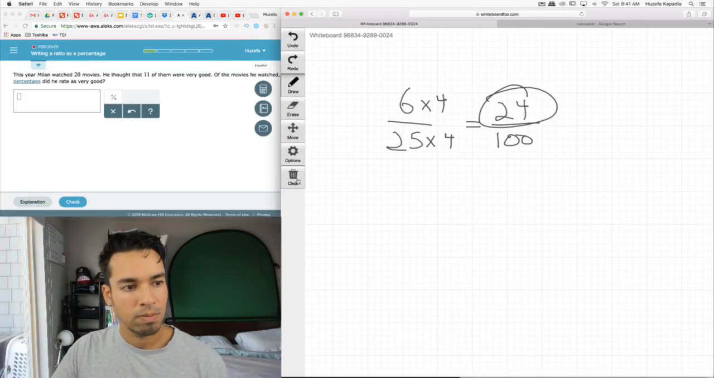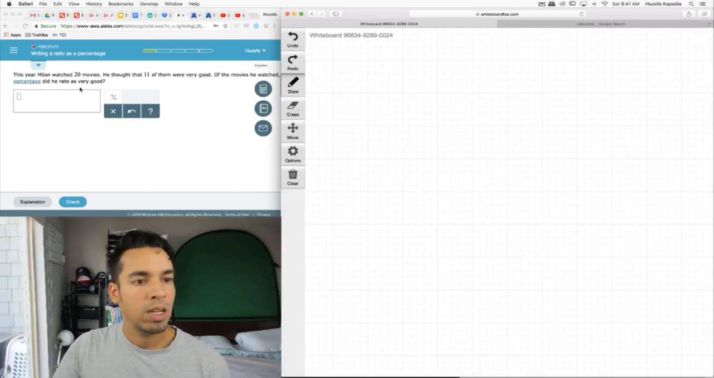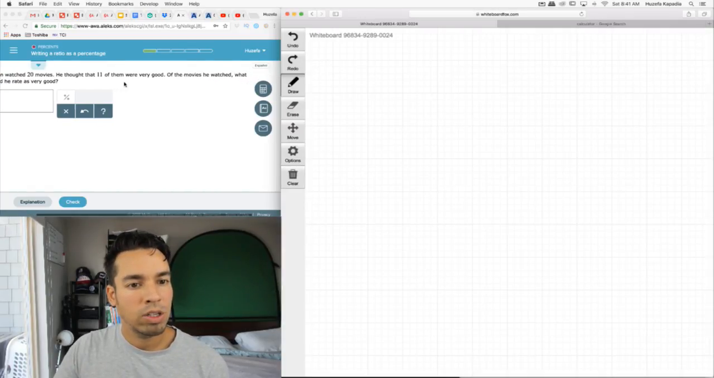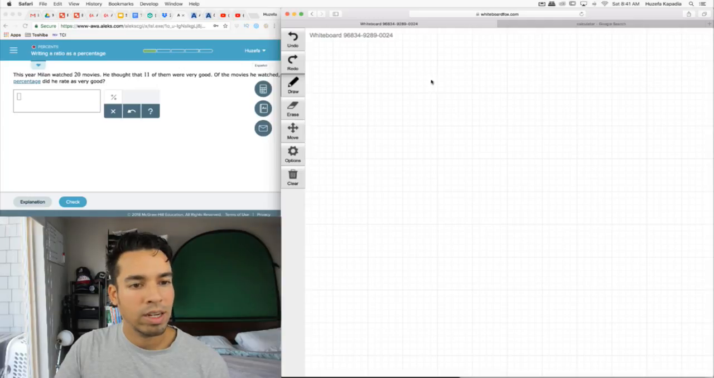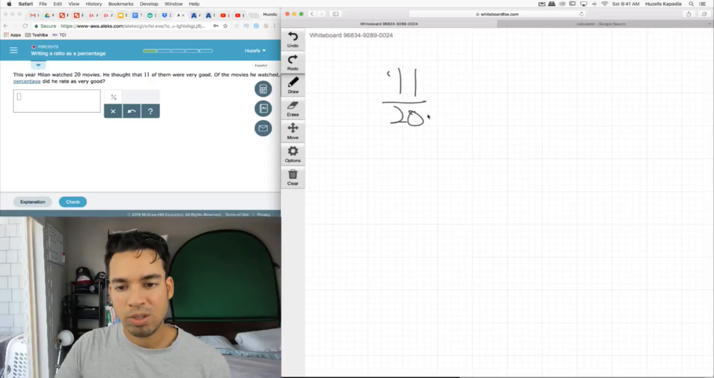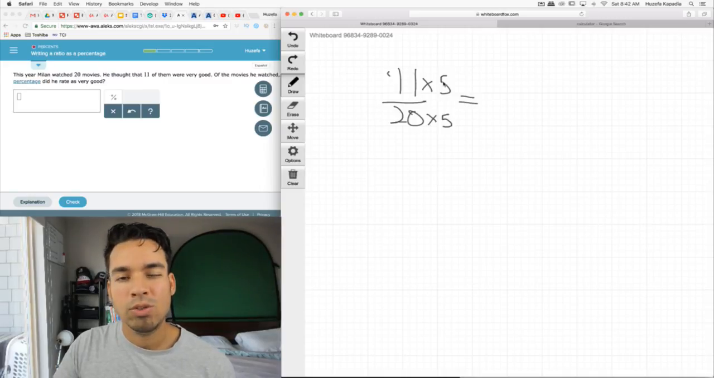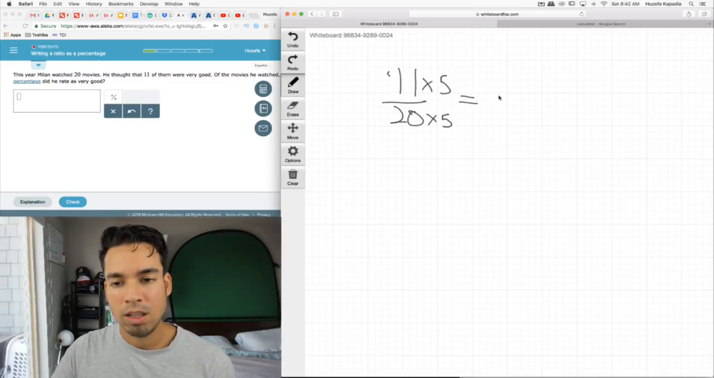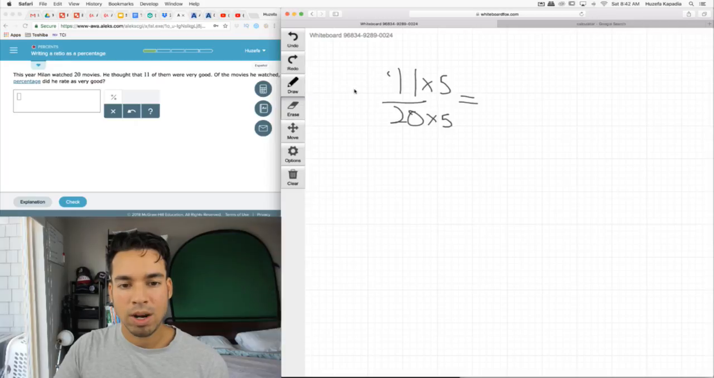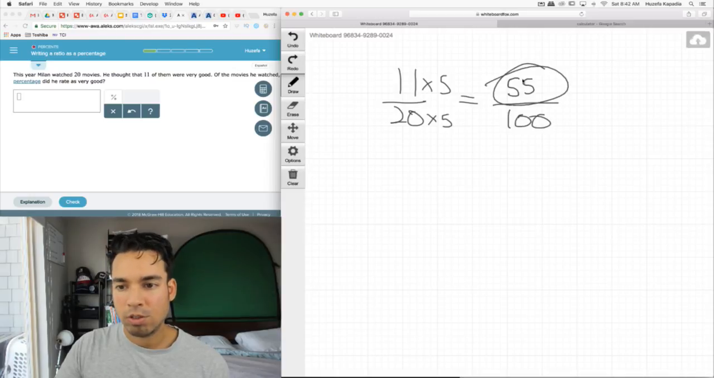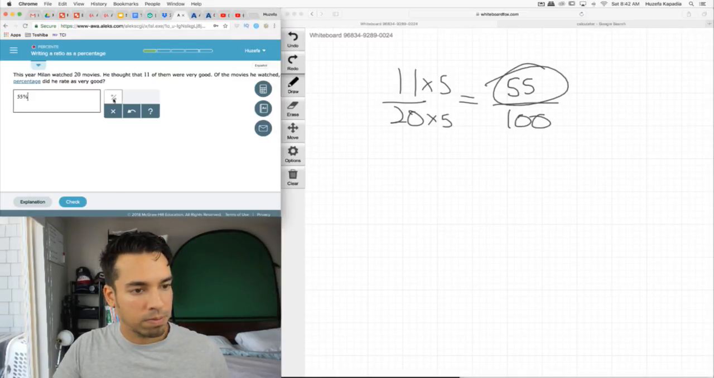Okay. This year, Milan watched 20 movies. He thought 11 were good. Of the movies he watched, what percentage did he rate as very good? Well, he rated 11 out of 20 as good. And again, we want the percent, so we want to get the bottom part up to 100. We do that by multiplying by 5, and we always have to do the same to the top as we do to the bottom. Otherwise, we don't preserve the value of the fraction. Then this becomes 55 over 100, which gives us a percentage of 55%.